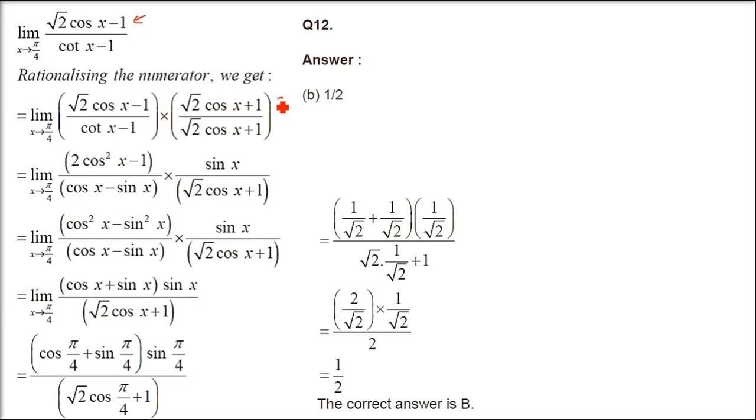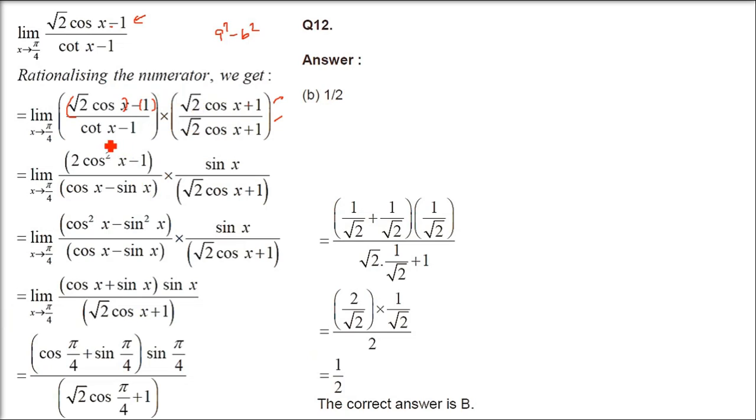First what we will do, we will multiply by the RF, rationalization factor. So minus will change to plus, multiply numerator and denominator. Now this is a minus b, this is a plus b, so we are going to use the a square minus b square formula. This whole square minus this whole square, that is under root 2 squared will be 2, cos x is cos square x, minus this 1 square. And what about this cot x minus 1?